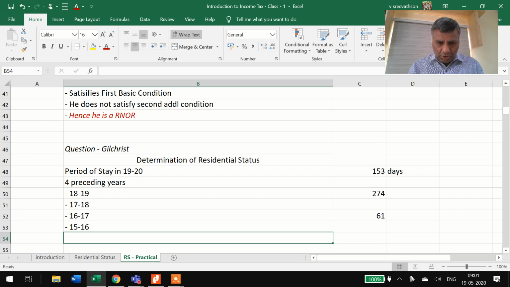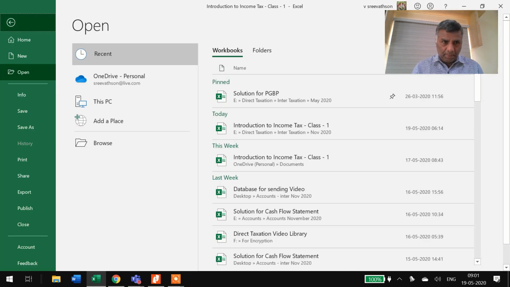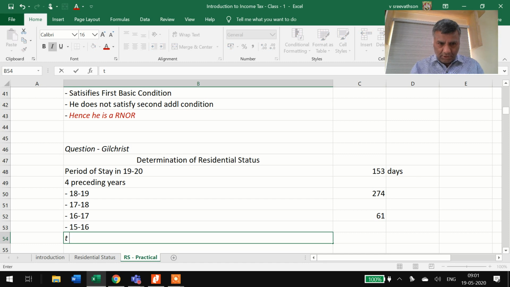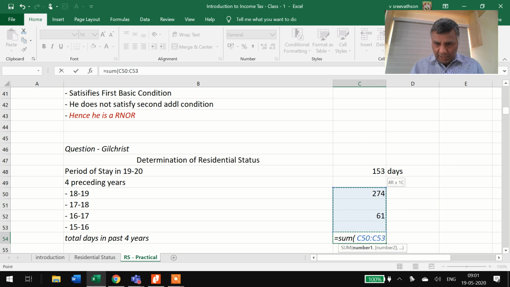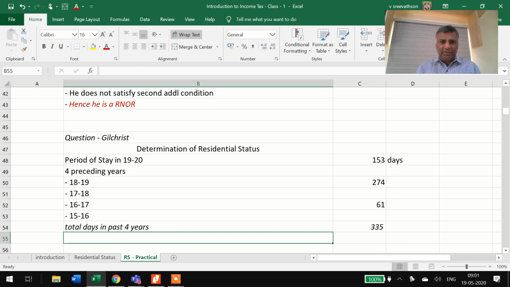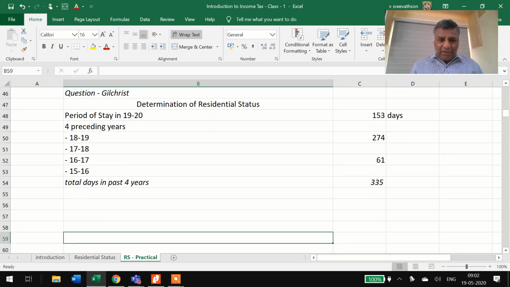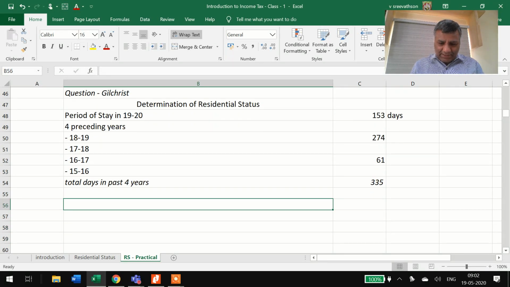So friends, total days in past 4 years is only 335. Not satisfying the second condition also. Second basic condition: 60 plus 365. 365 is not there, only 335. So he does not satisfy.